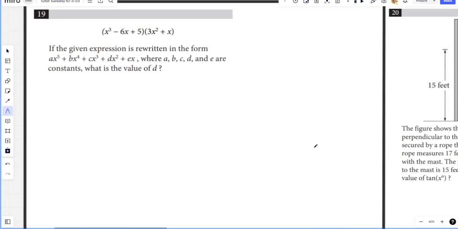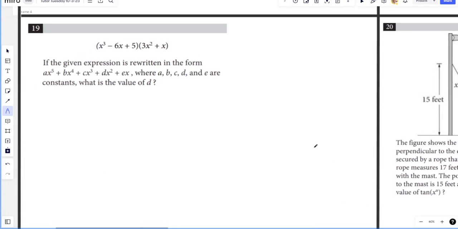I think it's getting a little bit tricky now. Number 19 here. If the given expression is rewritten in the form ax to the fifth plus bx to the fourth plus cx to the third plus dx squared plus ex, where a, b, c, d, and e are all constants, what is the value of d? It seems really tricky, but it doesn't really have to be. I see someone in the chat has got it. We want to factor, combine like terms.